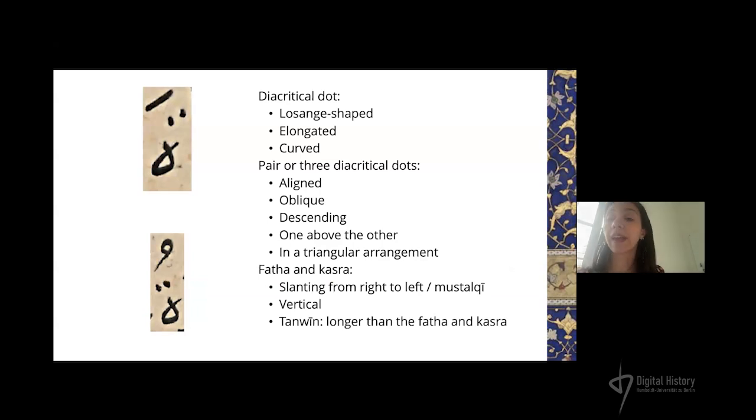And then we go to the diacritical dots that are around this letter form. How is the dot shape? Is it a lozenge? Is it elongated, curved? If we have a pair of dots, how are they interacting between each other, and how is the vocalization sign described, and how does it interact with the diacritic signs and with the consonantal skeleton?